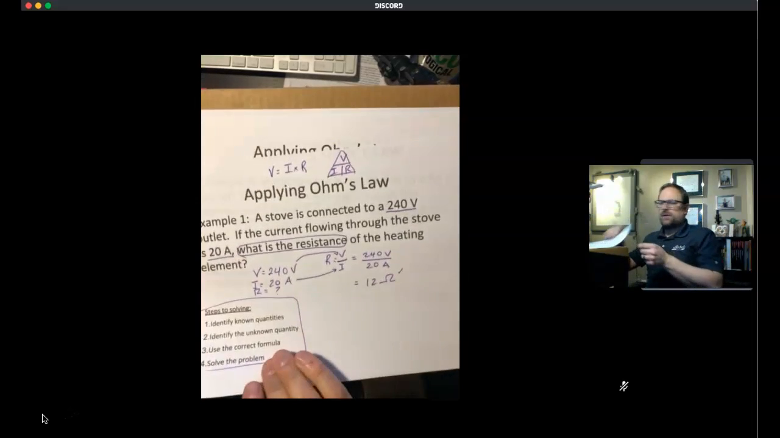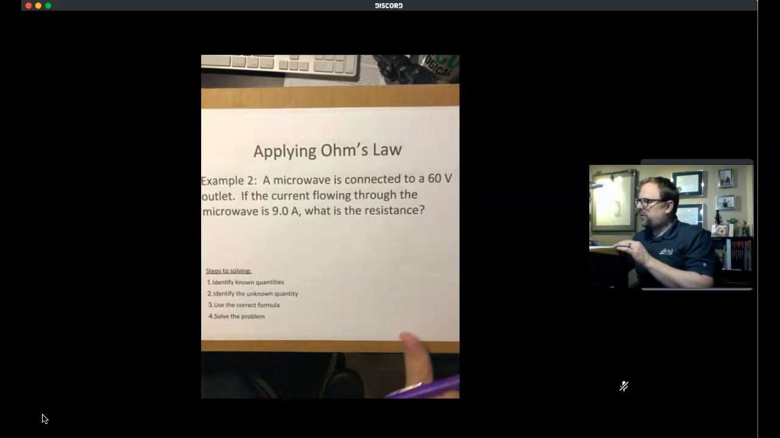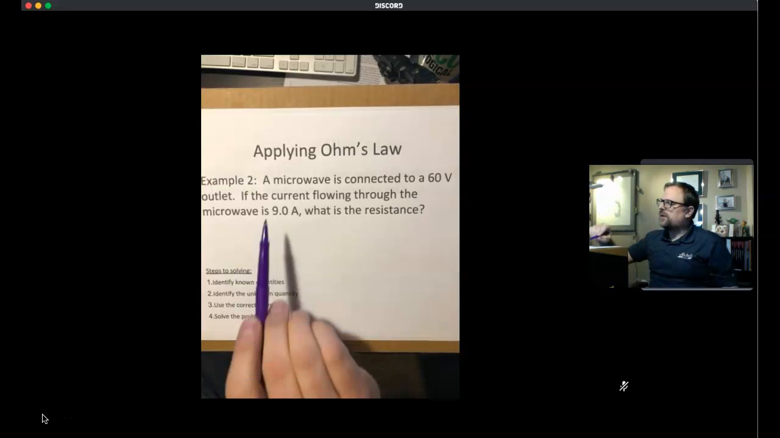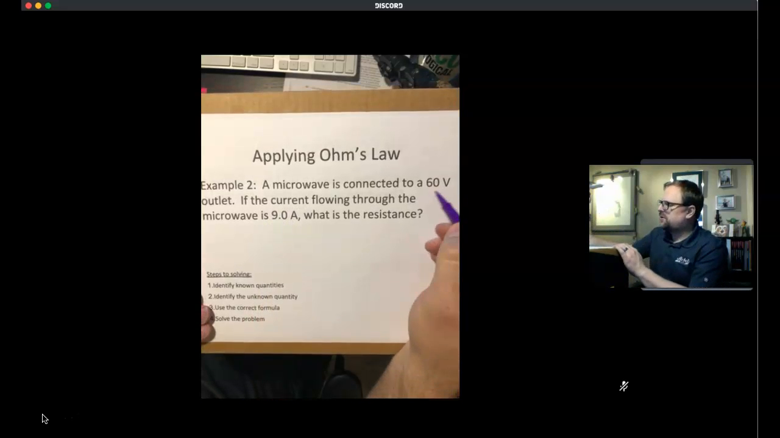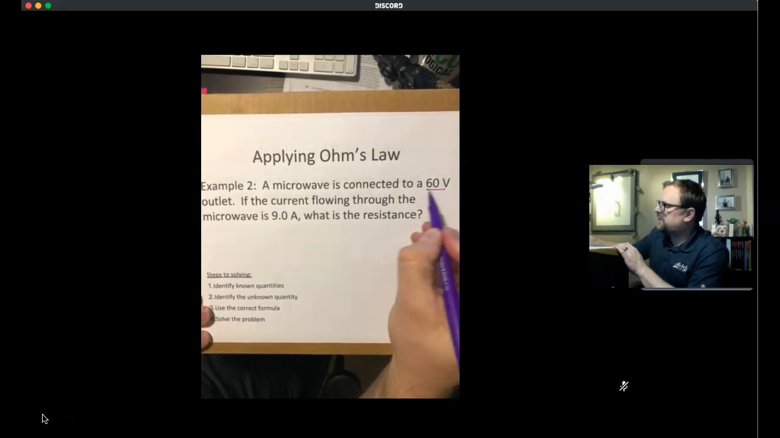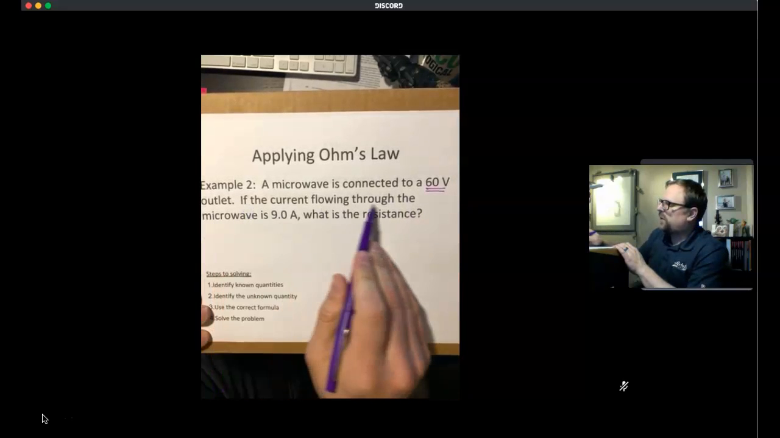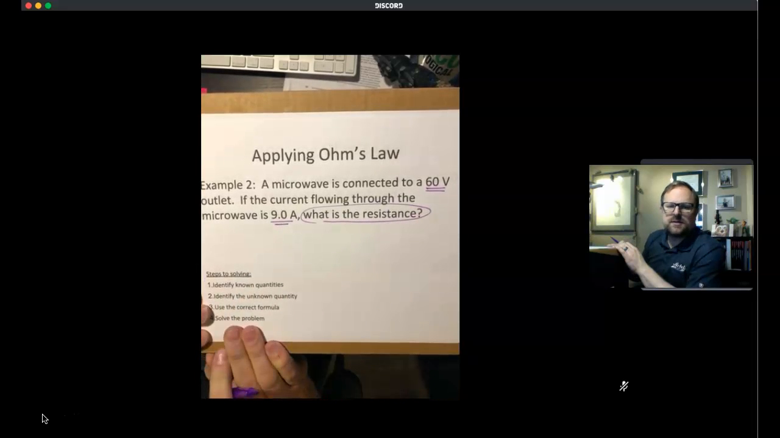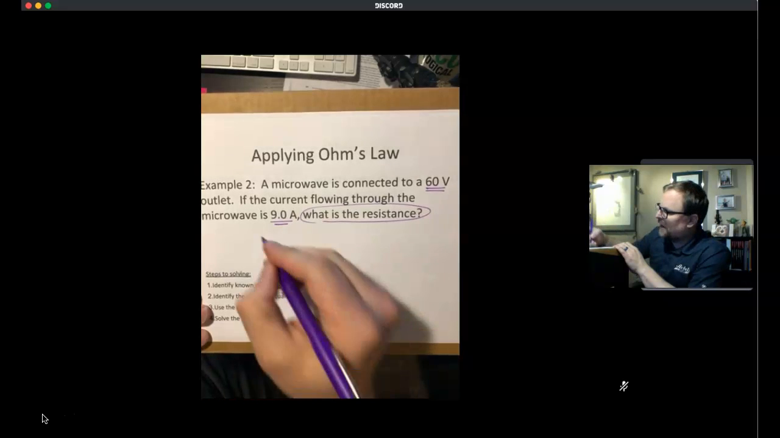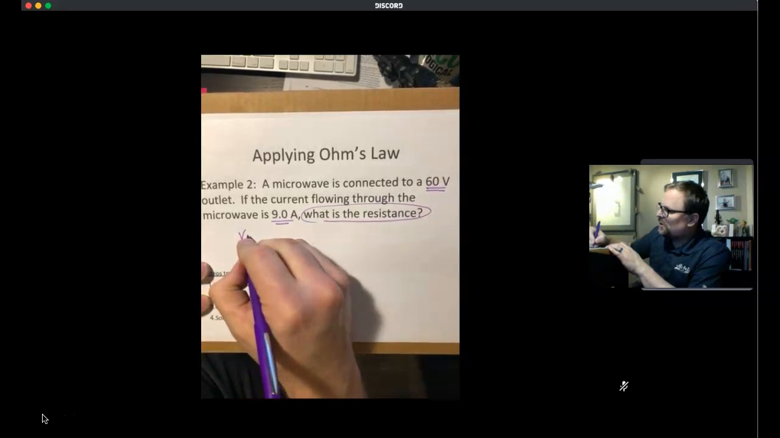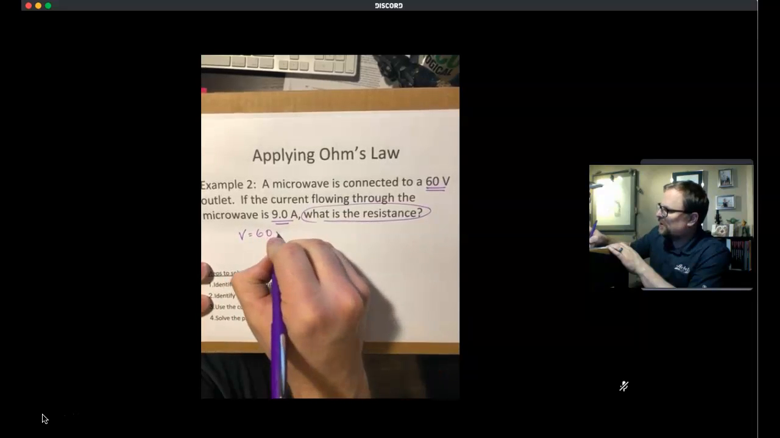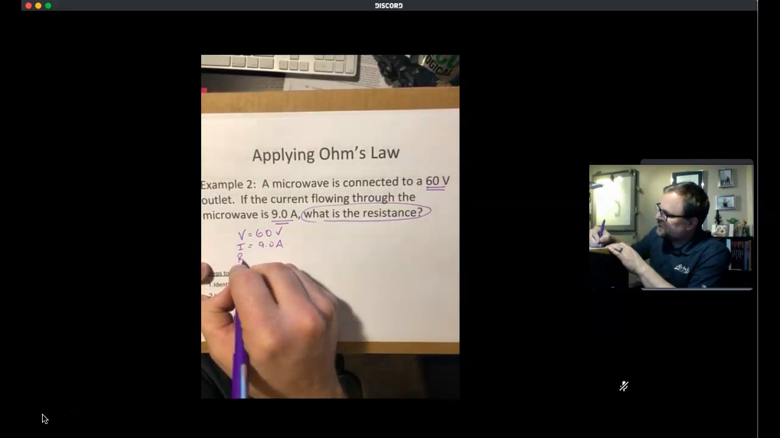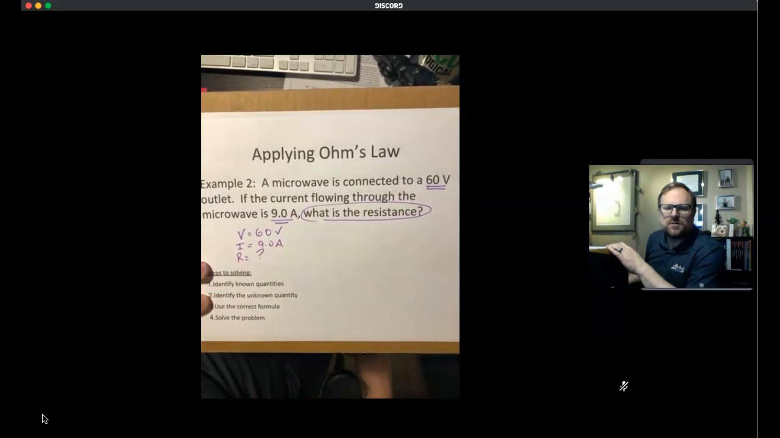What I'm going to do is take that and throw it away, and we'll do example number 2. We're going to follow the same procedure as we did down here. So I'll read the question. A microwave is connected to a 60 volt outlet. If the current flowing through the microwave is 9 amps, what is the resistance? So this is the same style of question that we did in the last one. Voltage is 60 volts, current is 9.0 amps, resistance is what we're trying to figure out.